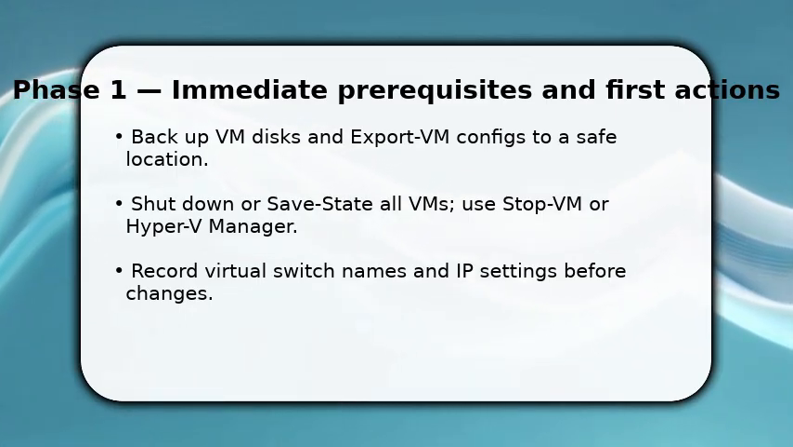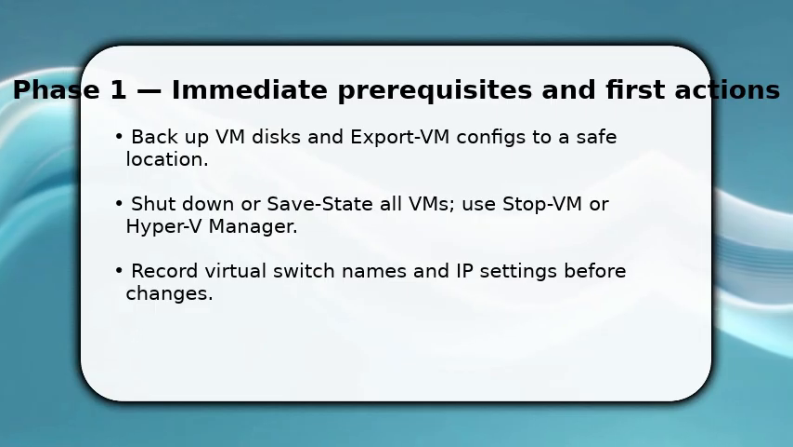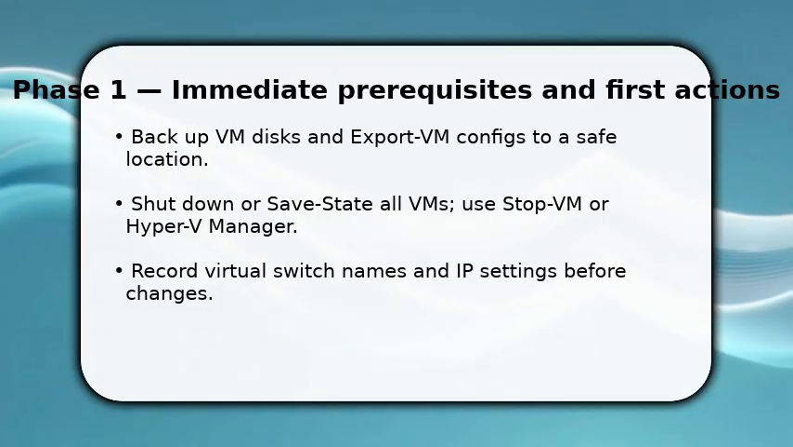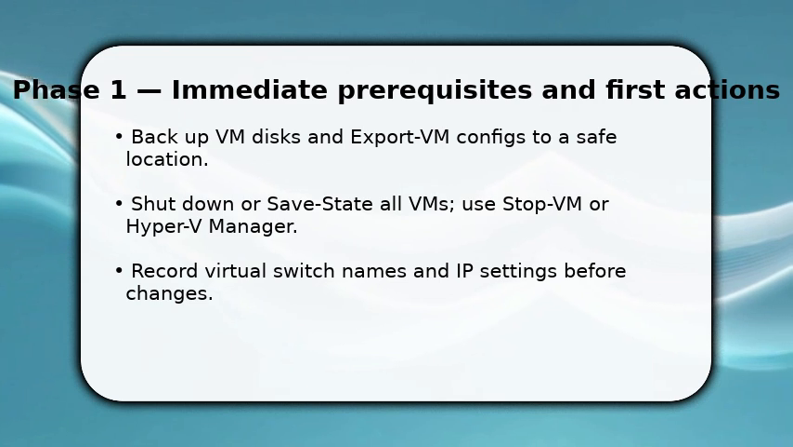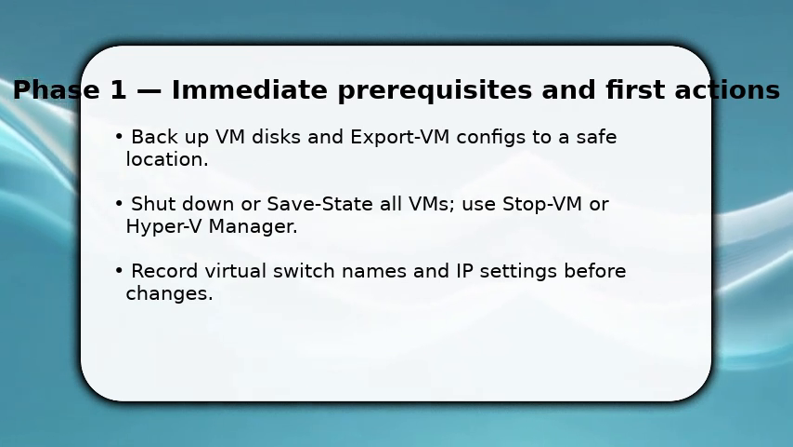Make sure to note virtual switch names, adapter bindings, and any static IPs so you can reapply them later. If you rely on snapshots, export those too. This prevents surprises when you reset roles or remove networking components.